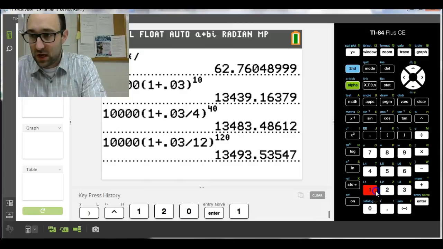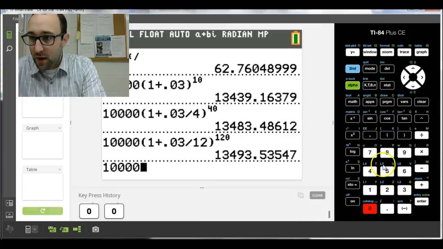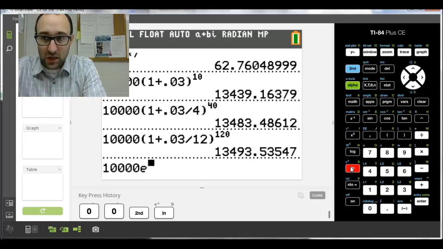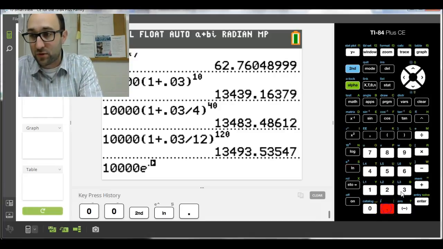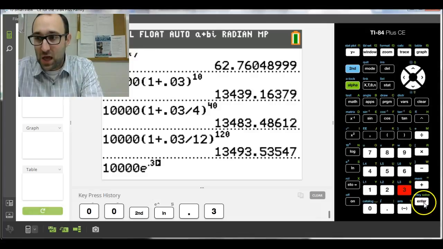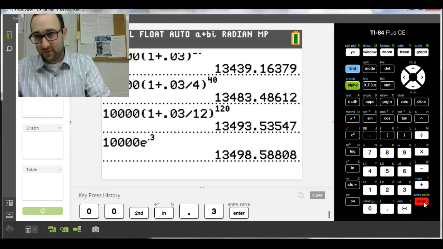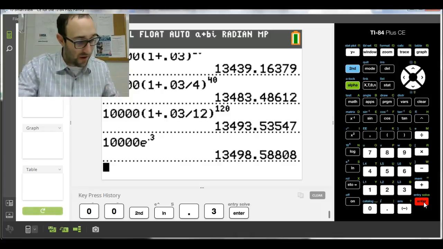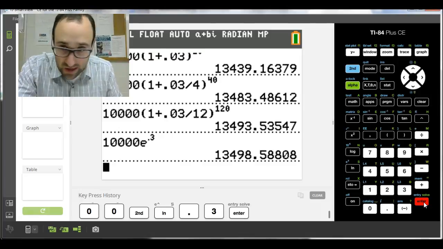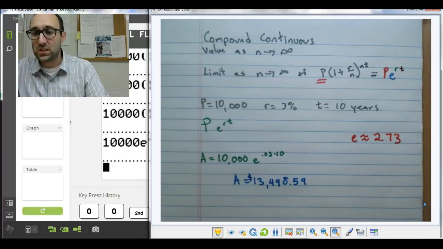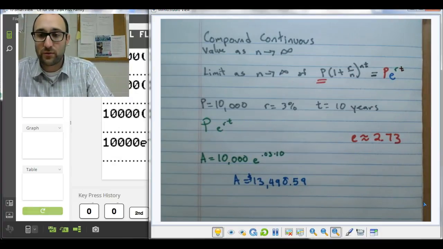All right, well, let's plug it in. 10,123, and then I can just do E. So if I go second, natural log, it's going to be E to the 0.03 times 10. So 0.03 times 10 is going to be 0.3, right? And we should get 13,498. So if you look at that, man, that looks pretty close. So the amount is going to equal 13,498.59.